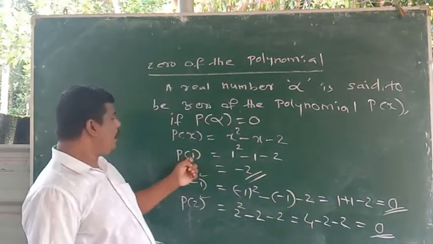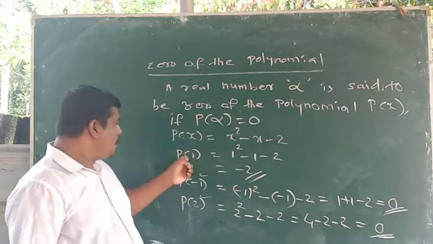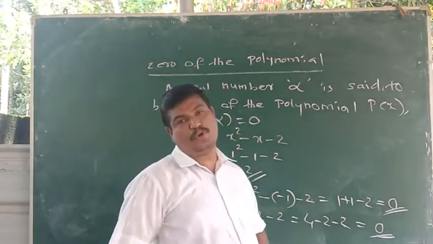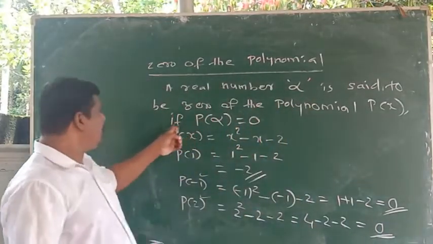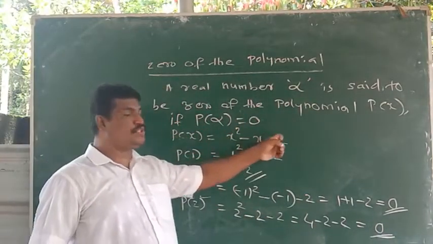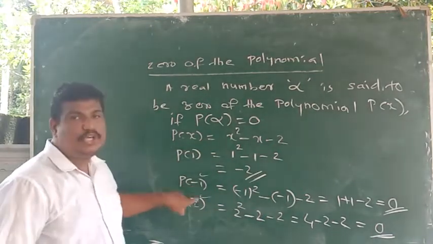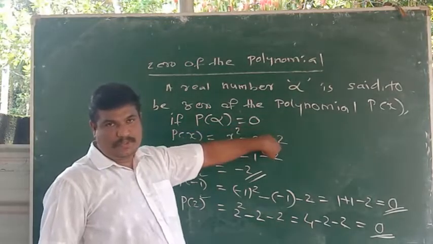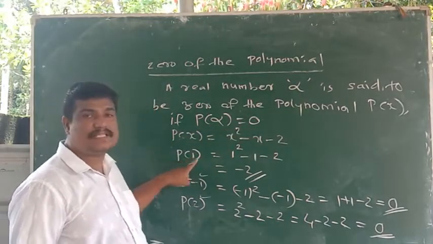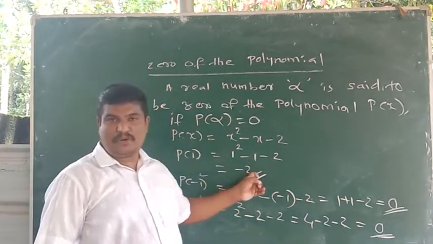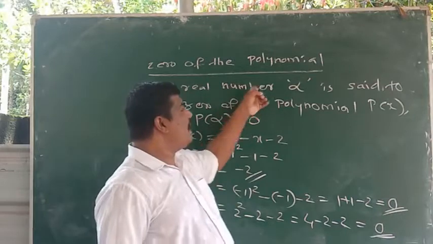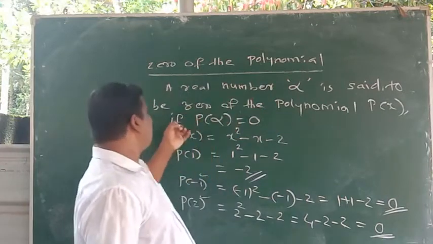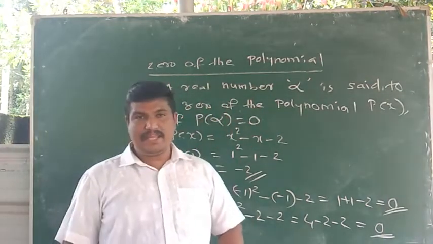Clear? Here, is 1 a zero of the polynomial or not? Put x equal to 1, the value becomes minus 2. So 1 is not a zero of the polynomial. Okay. So, in polynomial p of x, x square minus x minus 2, what are the zeros? Minus 1 and 2 are the zeros of the polynomial x square minus x minus 2. Okay, 1 is not a zero. What is the reason? The value becomes minus 2, not 0. Okay, clear. So, in general, a real number alpha is said to be a zero of the polynomial p of x if p of alpha is equal to 0. Okay.